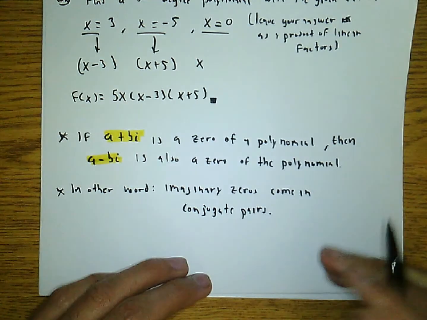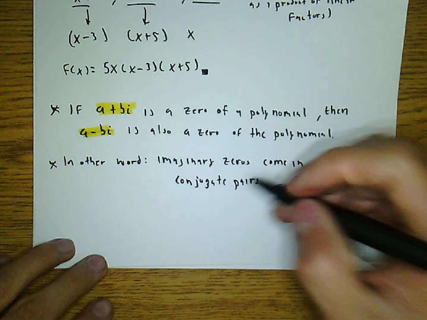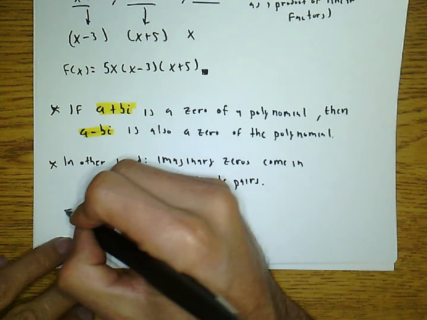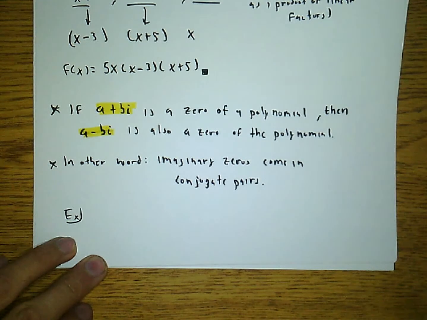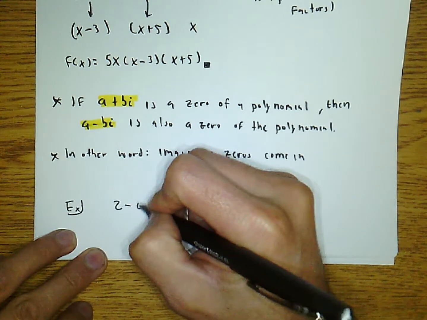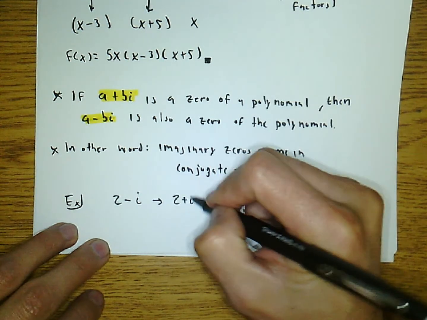Okay. Now, why is it that they come in conjugate pairs? We need to refresh a little bit about complex numbers. So let's do an example, and I'll tie it back. So let's say that you are given the following complex number. Let's say that you have 2 minus i. Okay. Its complex conjugate would be 2 plus i.